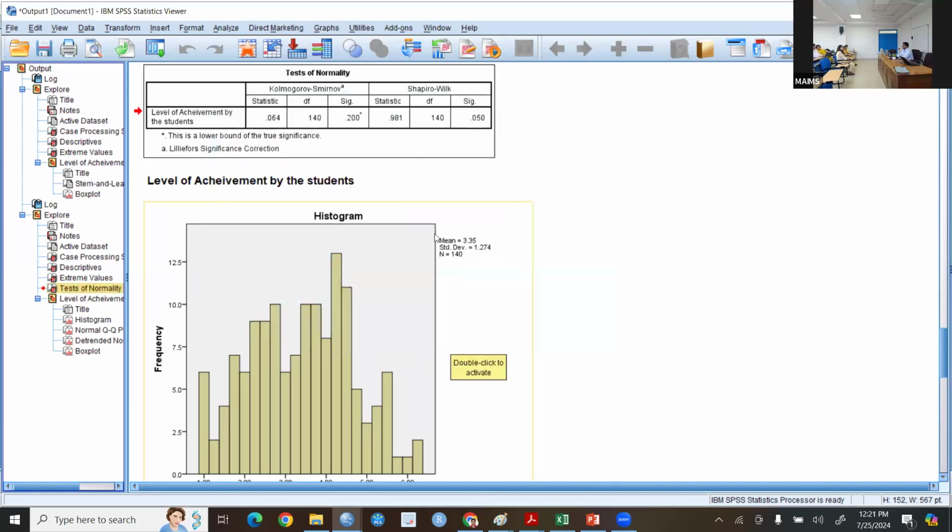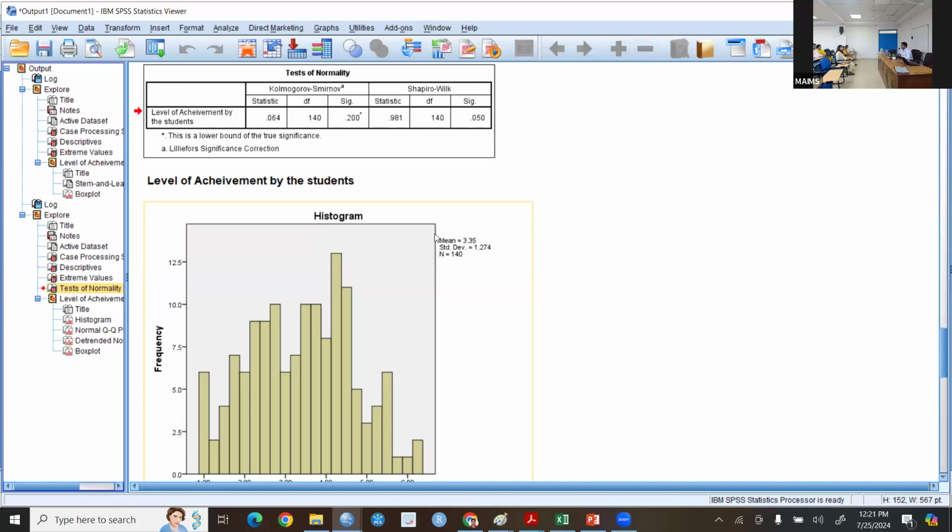So this is my KS test for the level of achievement by the students, that is CGPA. The test statistic is 0.064, but the p-value is 20%. It is more than 5%. The level of significance is 5%.